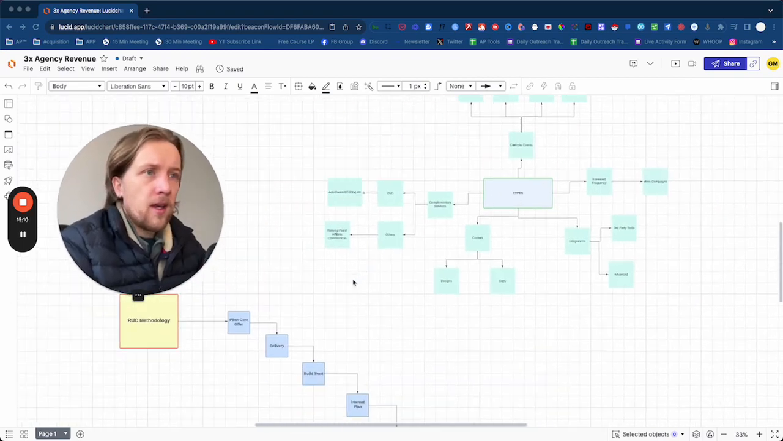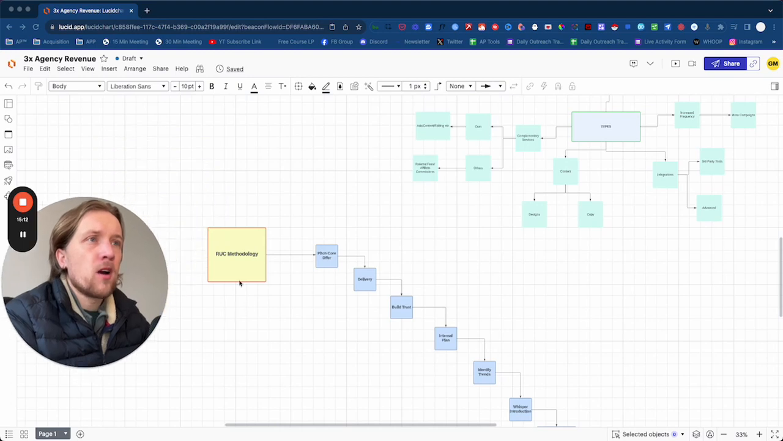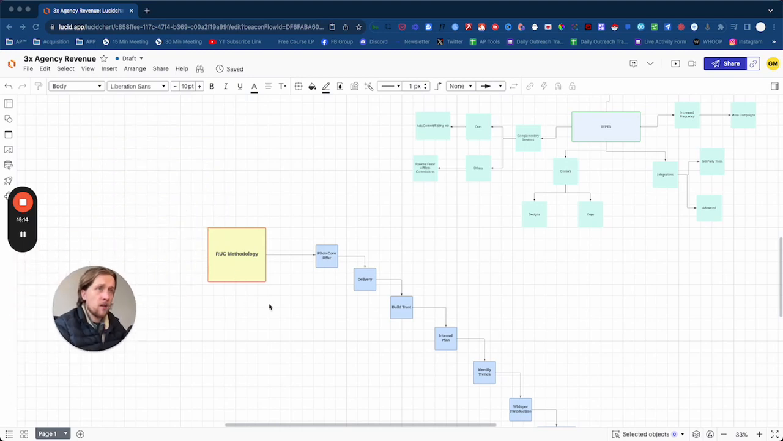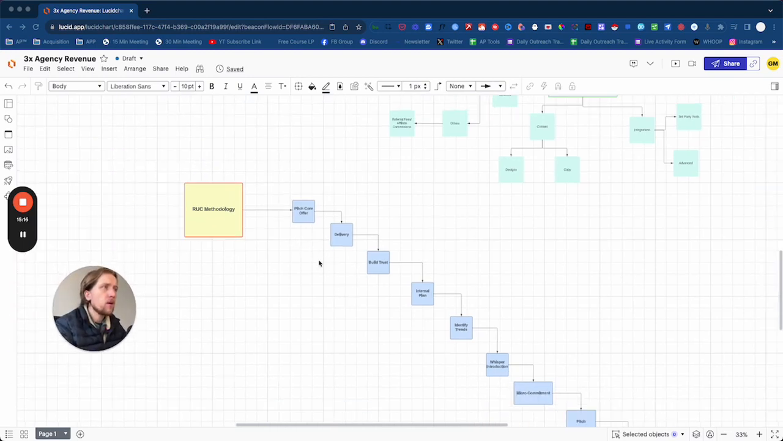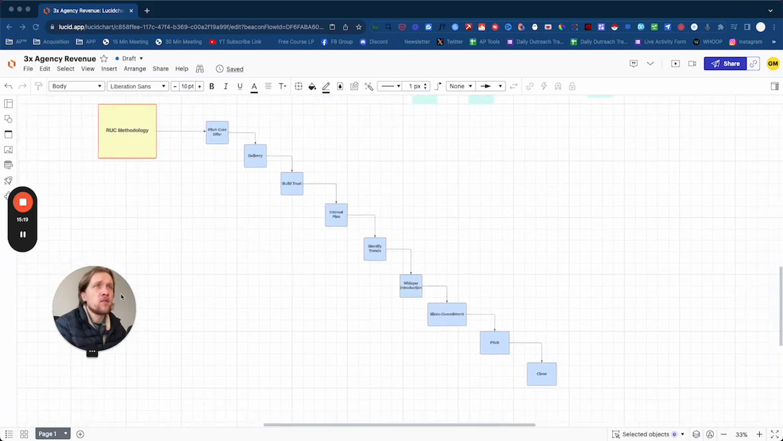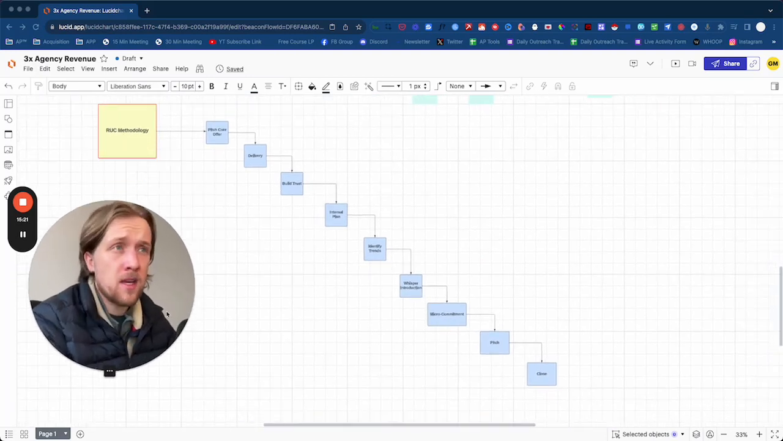Okay, so what I'm going to do here is run you through the RUC methodology and the specific timeline that you need to go through. Because there is a timeline, it's sequential, and there is a process that you'll need to follow in order to make this cross-selling and upselling formula successful for your agency and your existing clients.